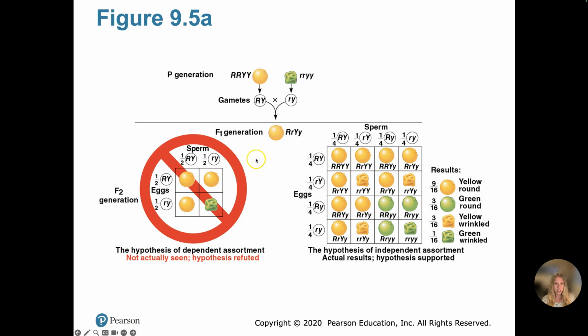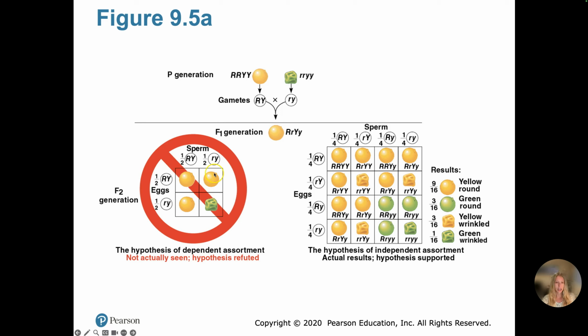If that were the case, if you crossed a smooth yellow seed with a green wrinkly seed, you would see that the offspring in the F1 generation would all be RrYy, capital R, lowercase r, capital Y, lowercase y. They would all be yellow smooth. And then in the F2 generation, we would see that the only possible traits are the traits that we saw in the parents. So the seeds can either be yellow and smooth, or they can be green and wrinkly. You cannot have a yellow wrinkly seed or a green smooth seed.